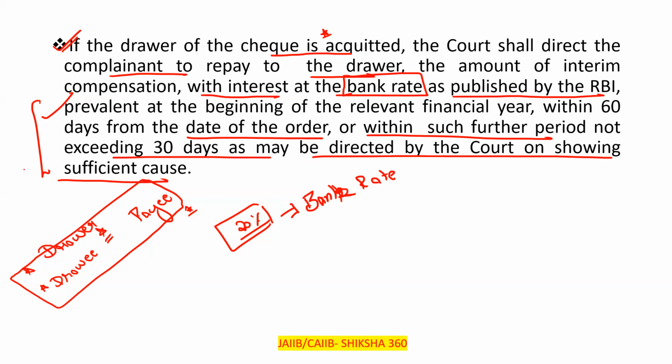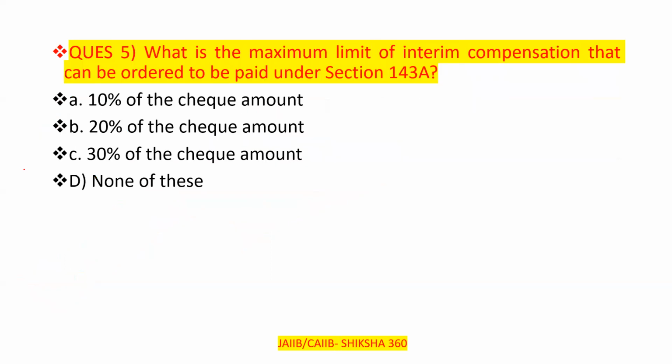Now we have to move to the next question. What is the maximum limit of interim compensation that can be ordered to be paid under section 143A? Clear? Kindly tell fast what will be the answer here.